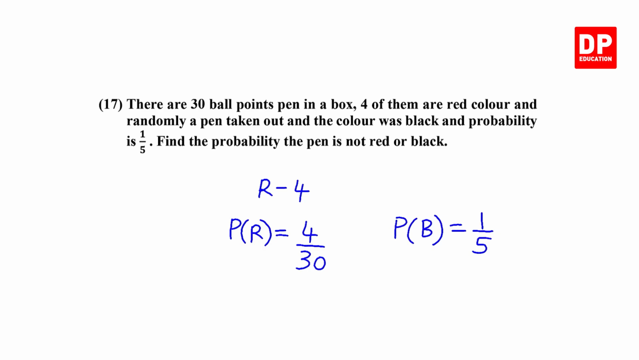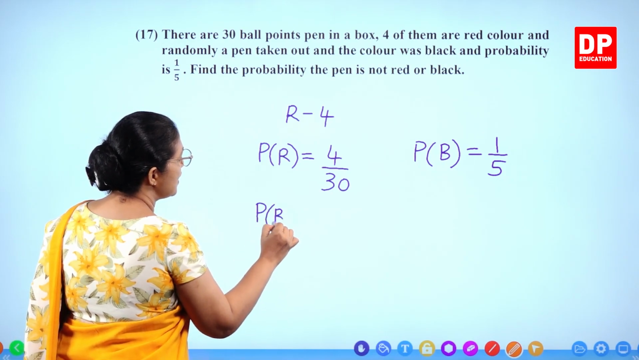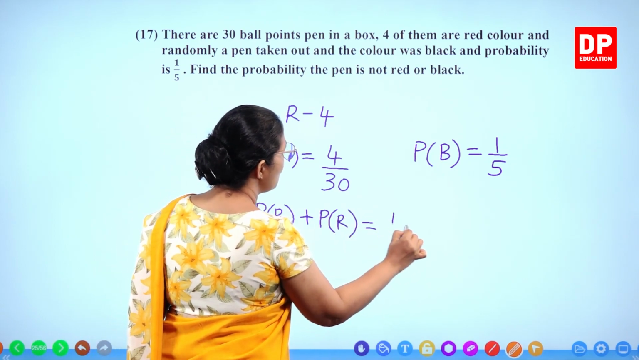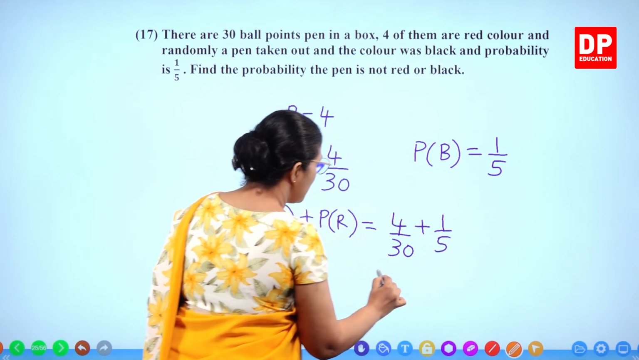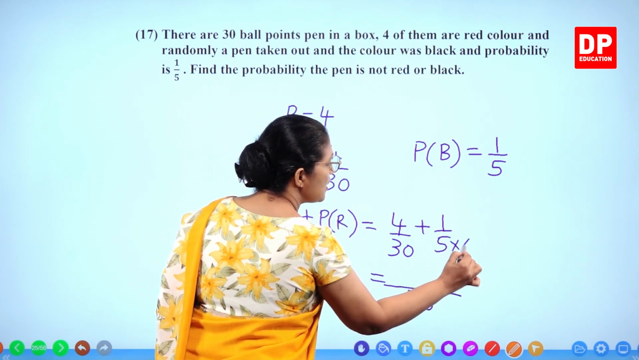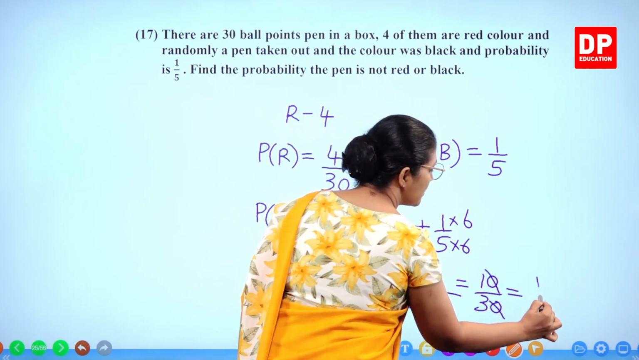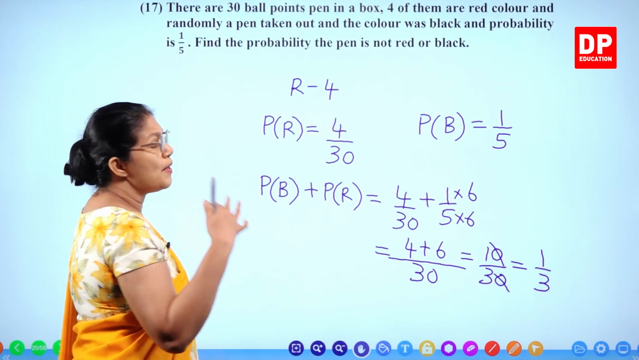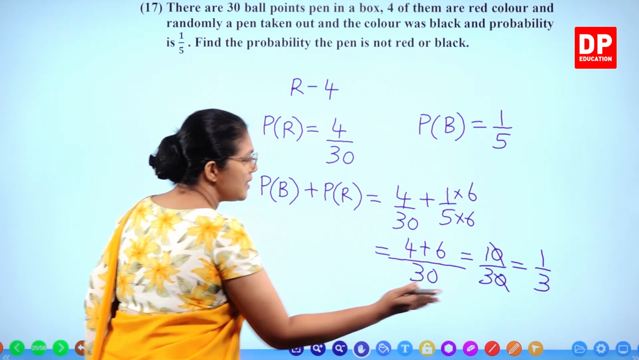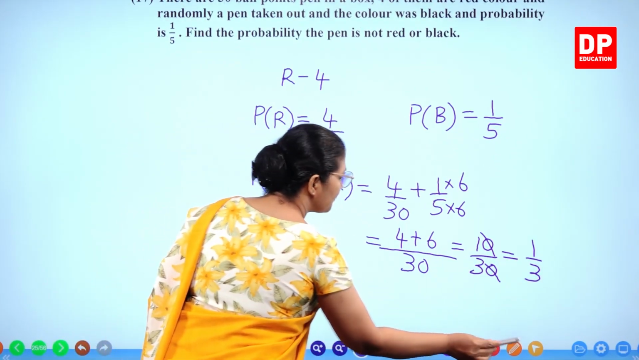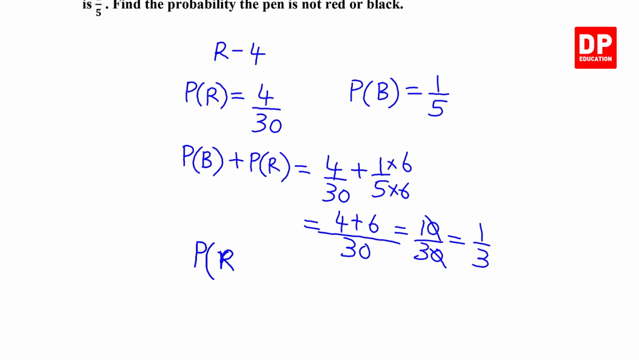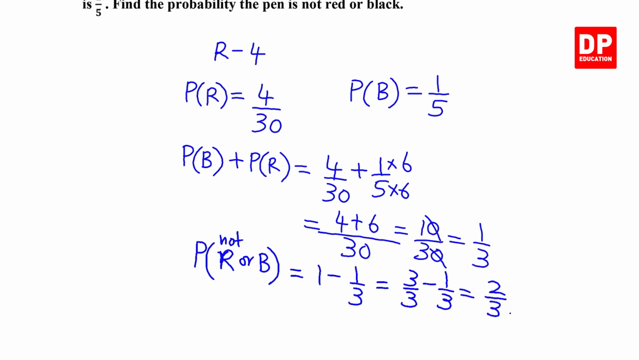So the probability of getting black is 1/5. So what is the total probability? Probability of getting black plus probability of getting red is 4 over 30 plus 1 over 5. Convert to the same denominator, that's 30. That means you have to multiply this by 6. 4 plus 6 becomes 10. 10 over 30 becomes 1/3. Now 1/3 for these two. What is the other probability? So other color is 1 minus this. So not red or black is 1 minus 1/3. So 1 you can write as 3 over 3 minus 1/3. That's 2/3. So you get 2 marks for that question as well.